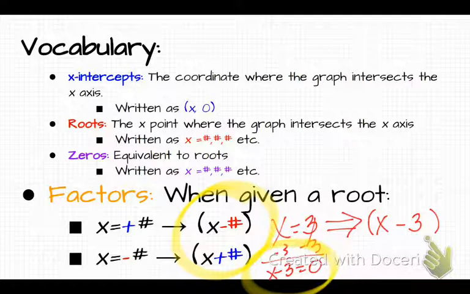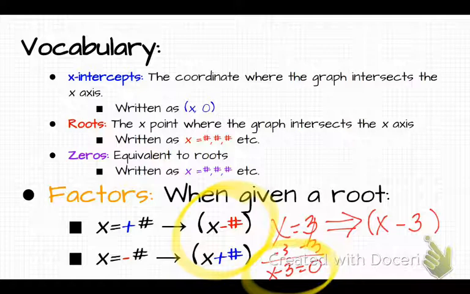So our solutions of f of x, those are our roots or our zeros when we solve the factor. So fill that in. I don't have a slide for that one. The solutions of f of x are the roots or the zeros when we solve our factor for x. Okay?